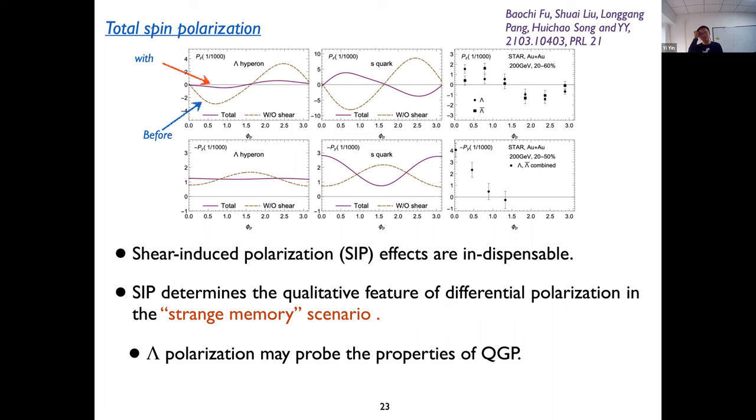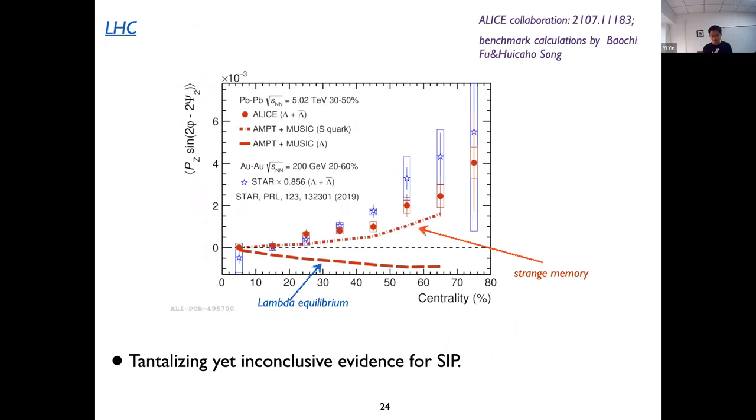So finally, I want to show you some recent results made by the ALICE collaboration. What they computed here is the second Fourier harmonics of the polarization projected along the longitudinal direction, and they show the results as a function of the centralities. This dashed-dotted curve is coming from the computation, including the shear-induced polarization and assuming the stretch memory theory, and we see it also describes the trends of the data.